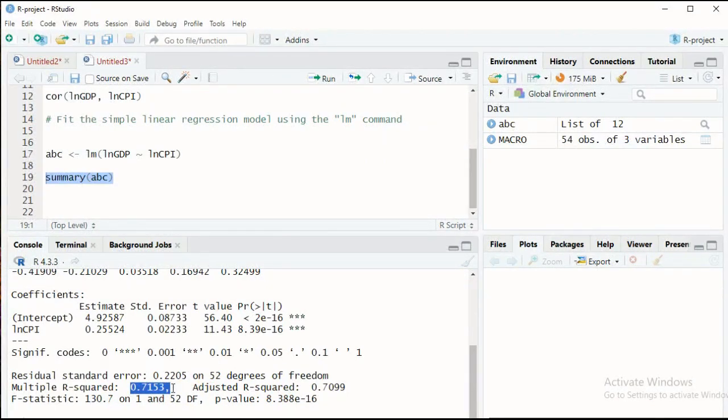Literally, the coefficient of determination makes only a little importance in the case of simple regression models because the number of regressors included in the model is only one.